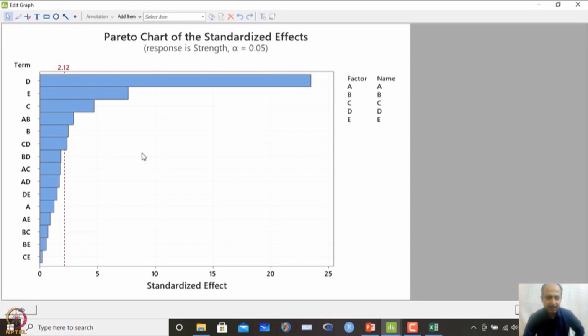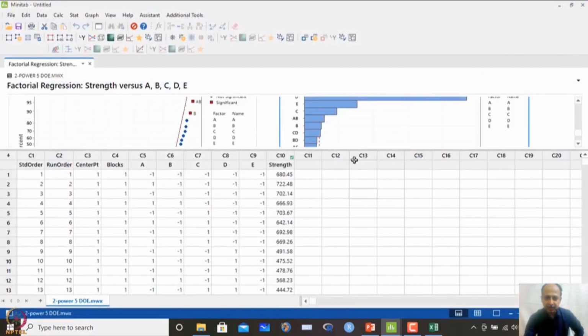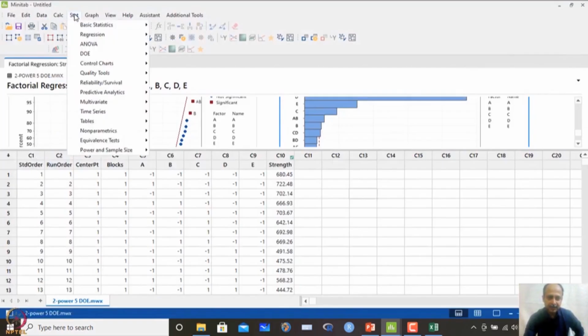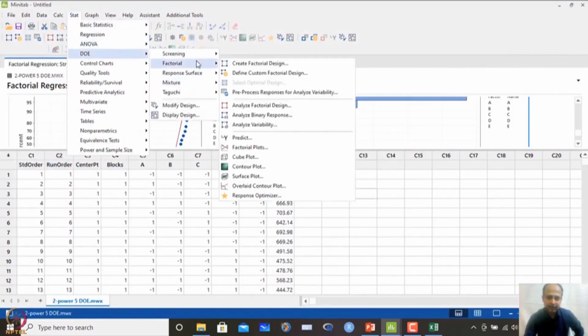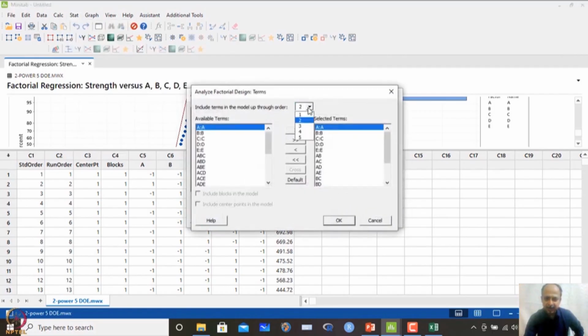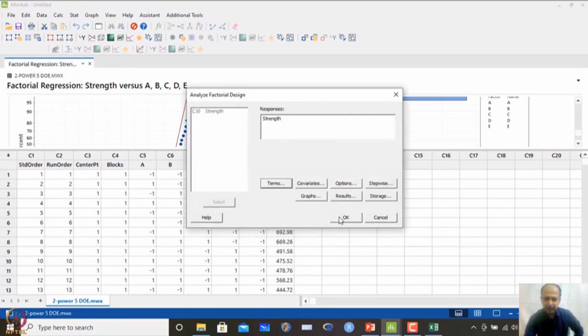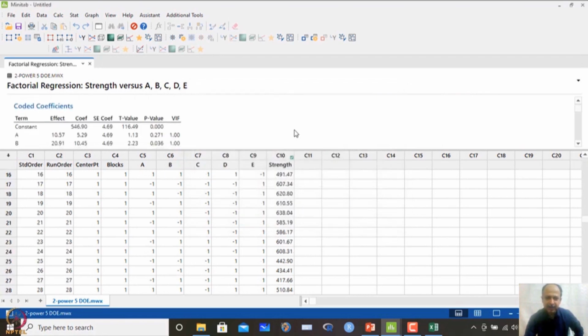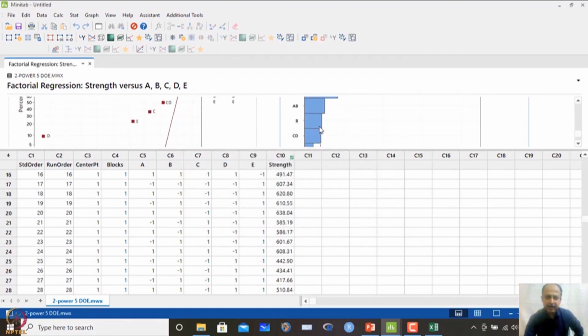So, let us try to see what happens if we reduce the model again so that only AB and CD are included. We will go to DOE, factorial design, analyze factorial design. In the terms, we will include AB over here, and maybe CD also, which is also prominent. So, let us click this and try to see the Pareto plot again to see what is observed.